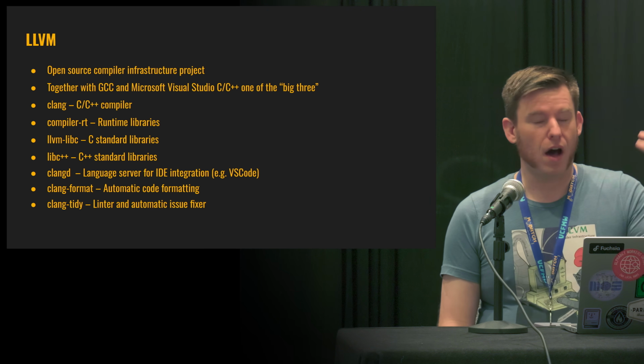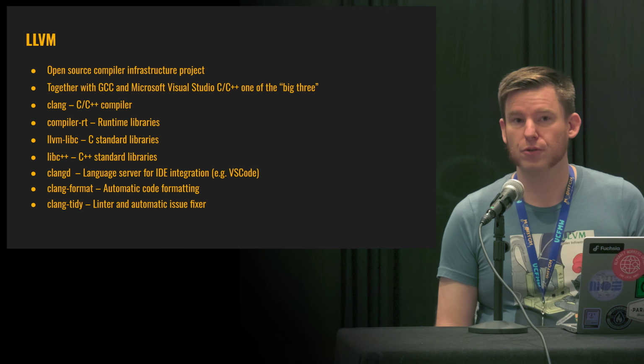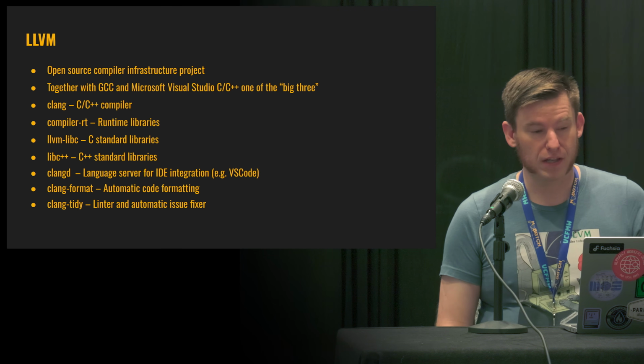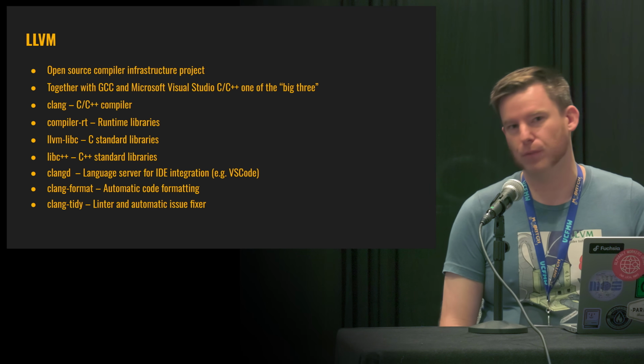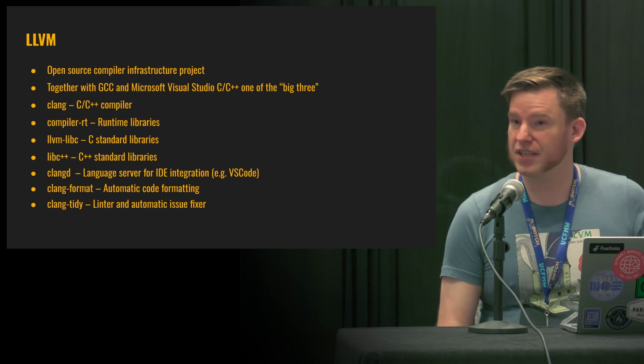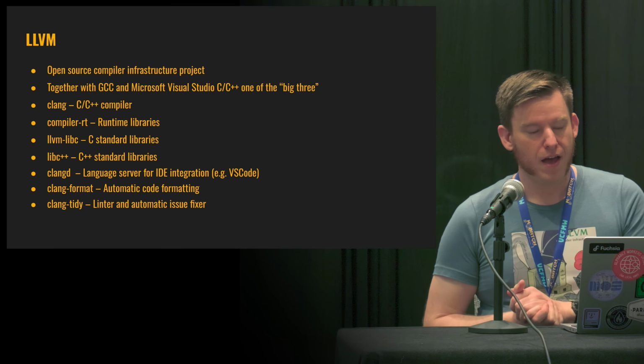And it consists of a library of tools that can be put together into a chain of tools, a toolchain. So Clang, the C++ compiler, runtime libraries for things like multiplication and division if you can't multiply and divide, the C standard library, the C++ standard library.